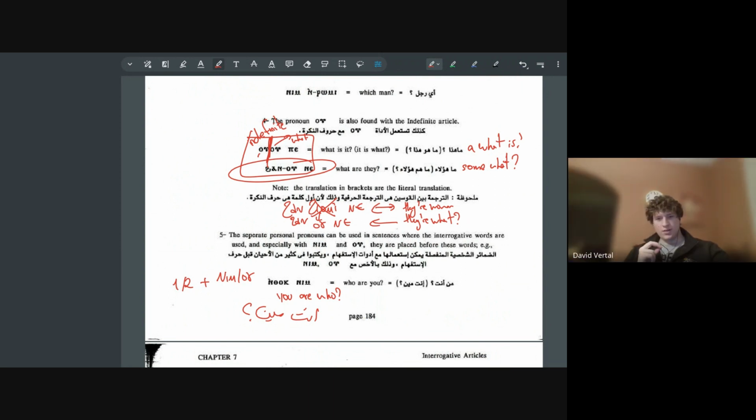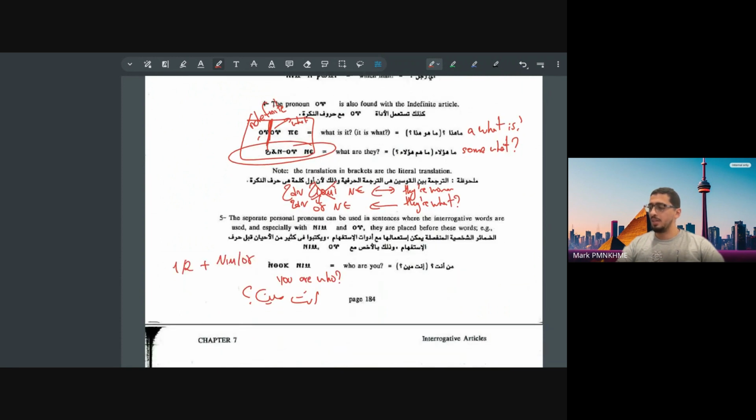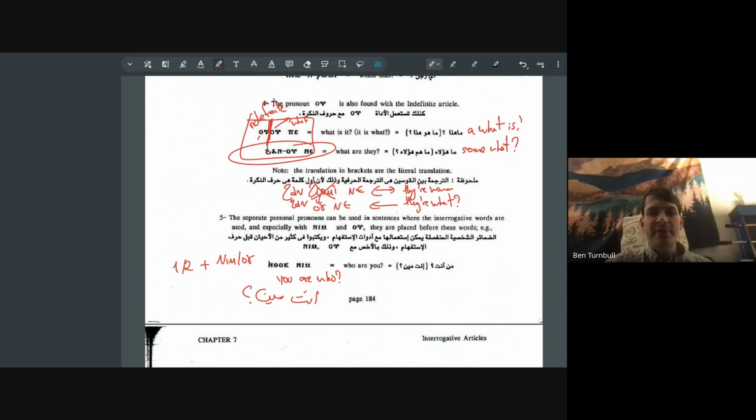Yeah, this makes sense. It's kind of like English where if somebody says something and you don't know how to say it, you say a what? Yes. So a what? Yeah. It's like a what? A cow. I don't know why it's a cow. It makes sense too because the indefinite article is always a prefix. So the what has to go after it, I guess.